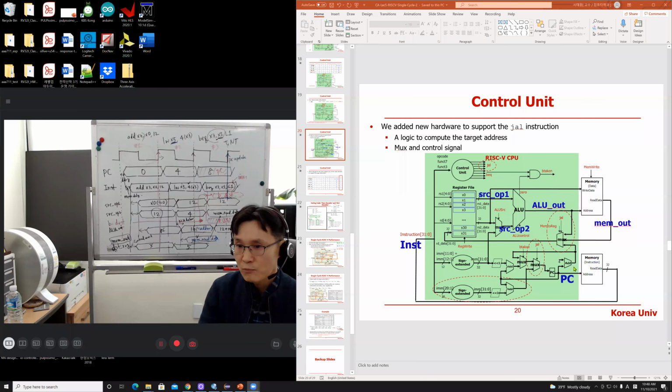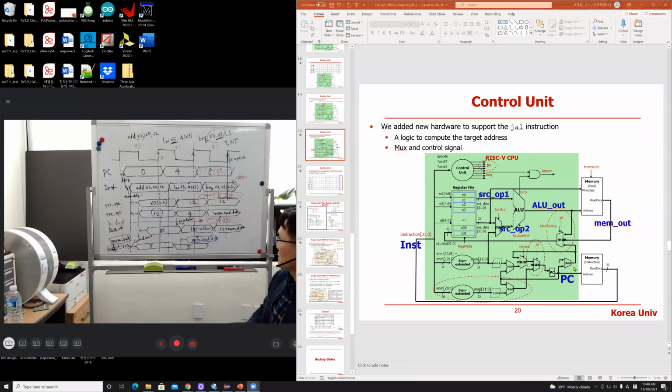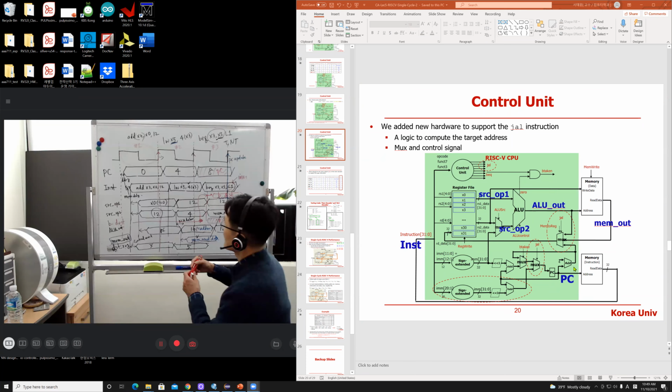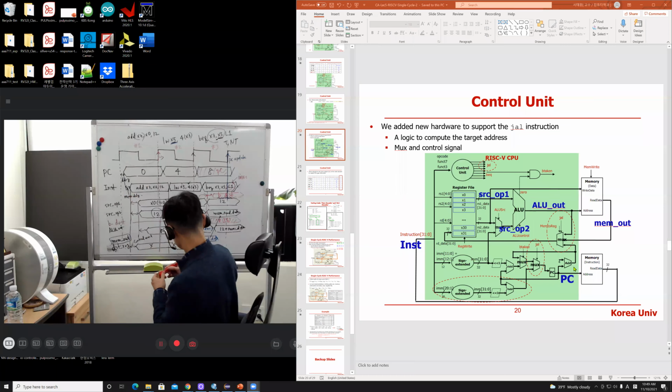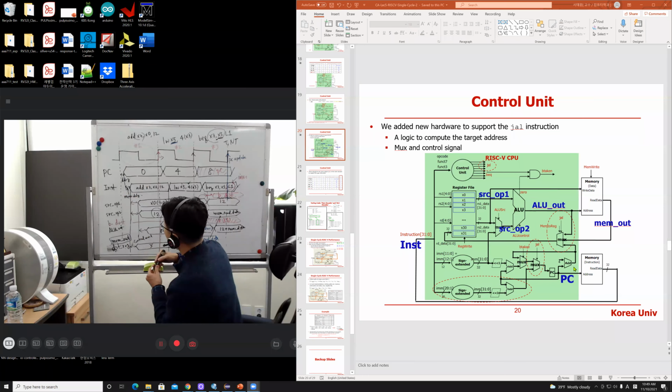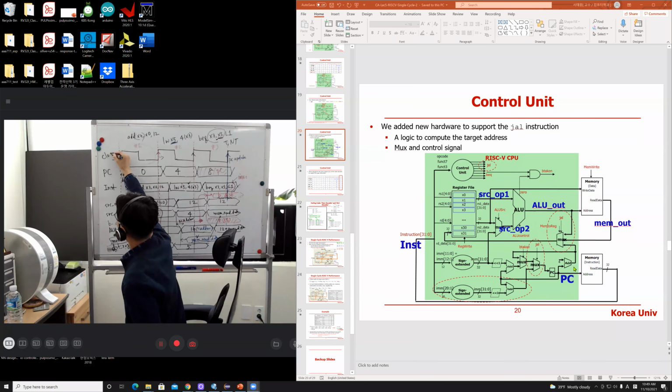Okay, then probably obvious question. Next obvious question is, what is this clock? This is clock, right? CLK, clock.